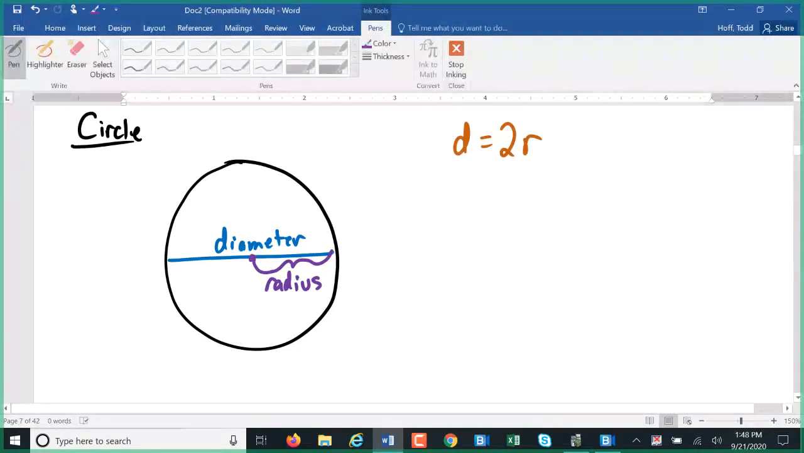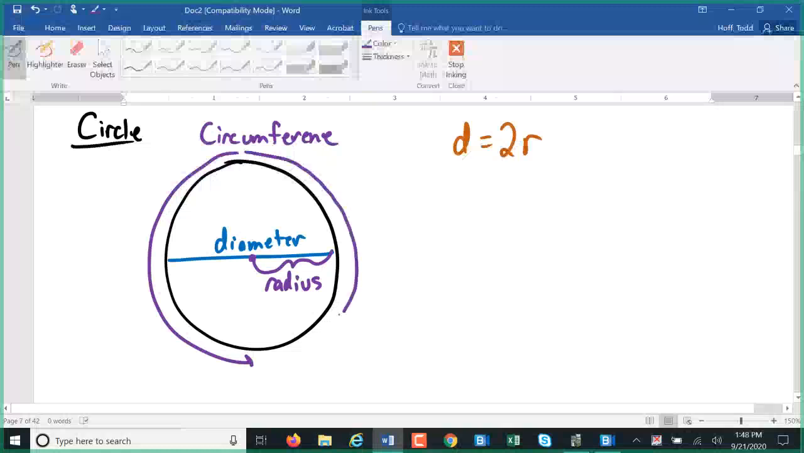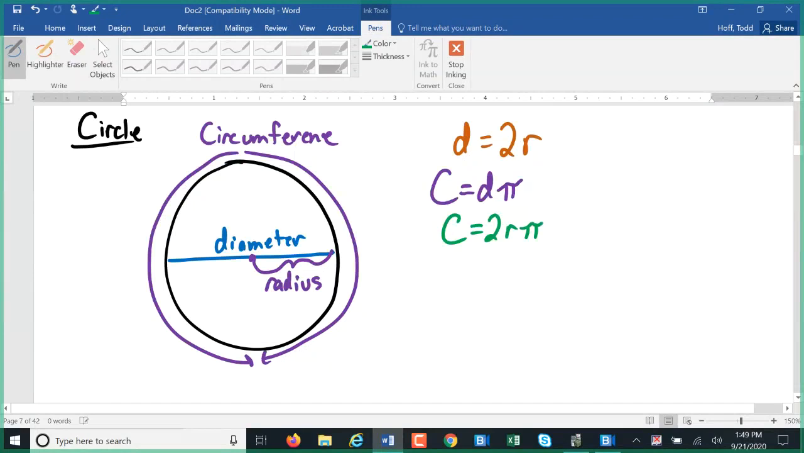The circumference is the distance around the circle. The circumference is equal to the diameter times pi. Or now that we know that diameter is equal to 2 times the radius, it can be 2 times the radius times pi. So what I'm going to do now is take this circle that I have. I'm going to cut it in half.